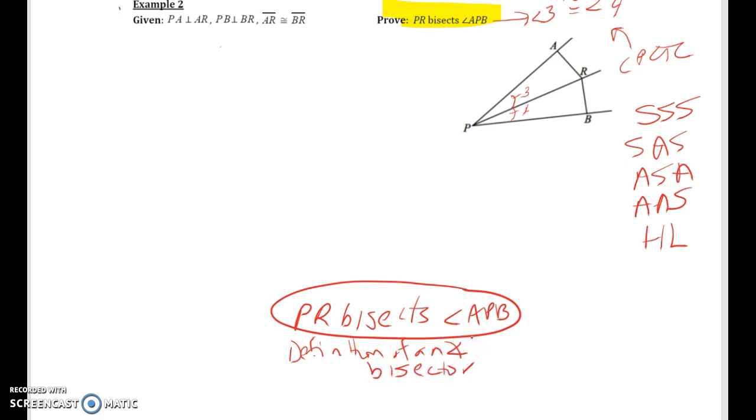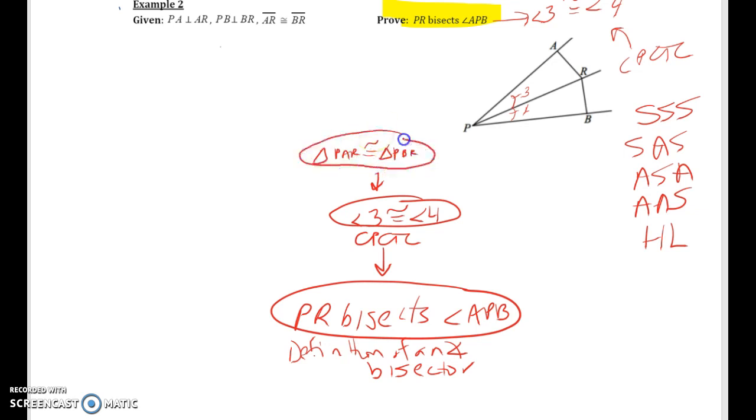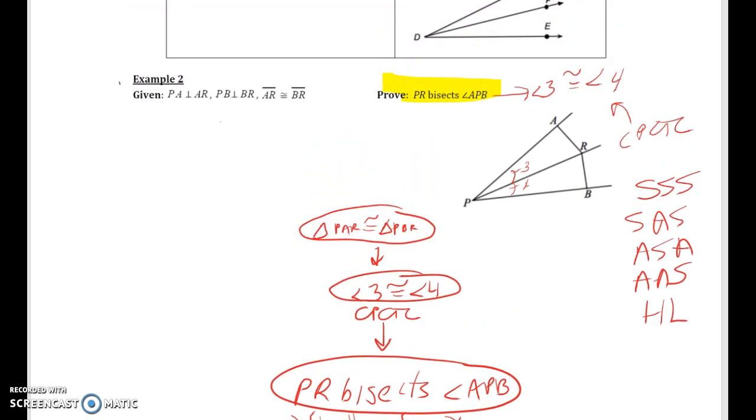Okay, well I said in order to prove that that is true, I need to show that angle 3 is congruent to angle 4, and the way I'm going to do that is using CPC-TC. And in order to use CPC-TC, I have to first prove two triangles are congruent. So triangle PAR will be shown congruent to triangle PBR, and we haven't yet picked a method. And then we'll fill in the rest of the top of our picture.